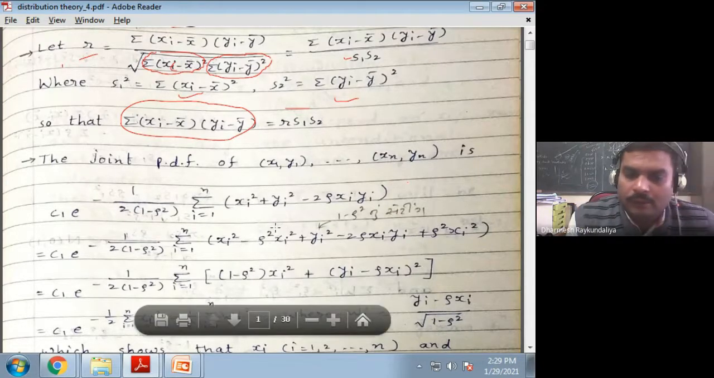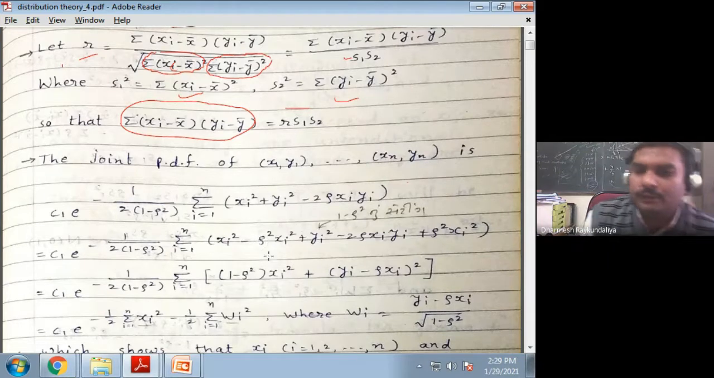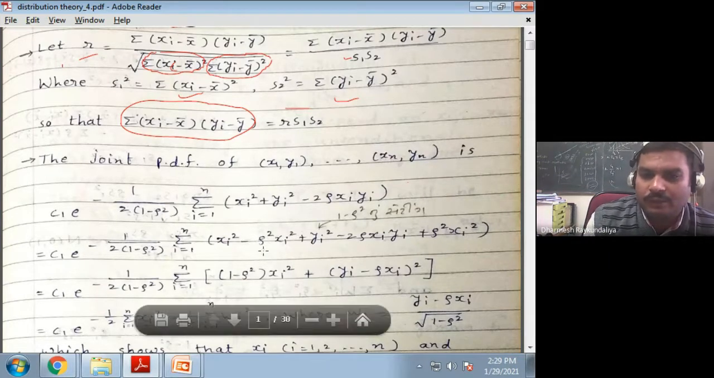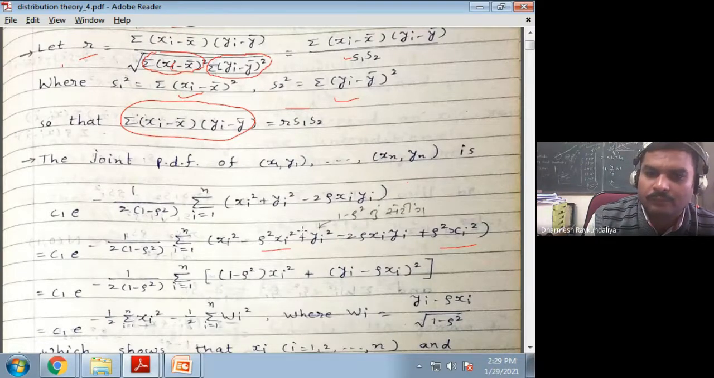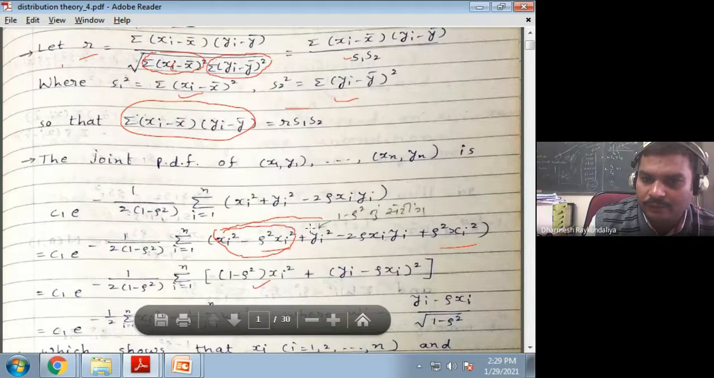So now what I do, I try to subtract, because I wish to make a square quantity. I subtract the rho square xi square and then add it back. So now, I take xi square common, so it is (1 minus rho square) xi square, and here it is yi square minus 2 rho xi yi plus rho square xi square, which is nothing but (yi minus rho xi) whole square. So I have just added and subtracted this quantity.